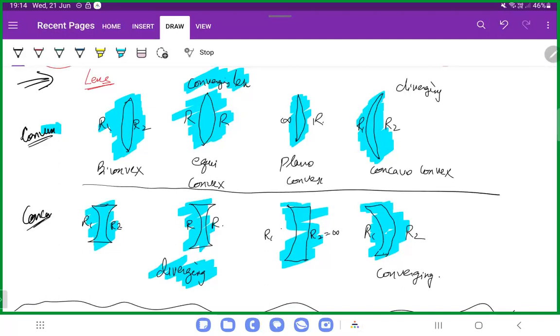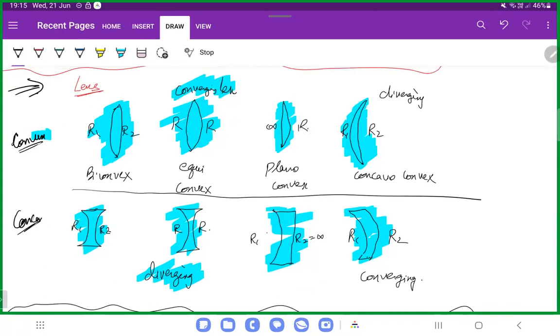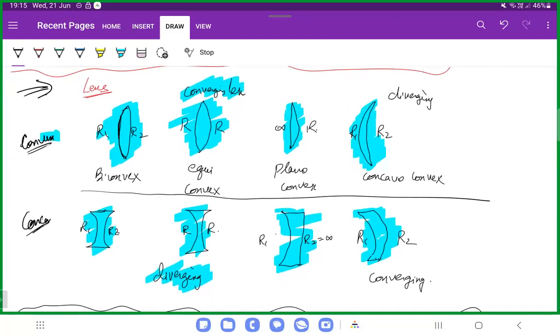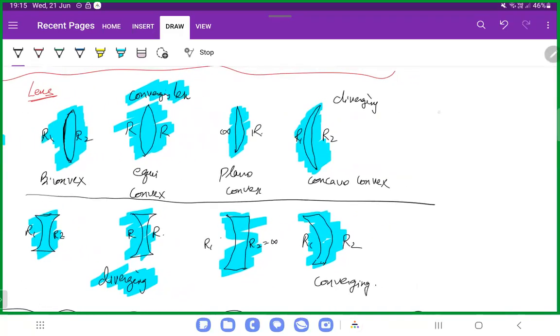biconvex means both sides convex. Equiconvex means both radii will be the same. Here the radii might be the same, might not be the same. Generally, we will use equiconvex only in your experiments. Here plano convex: one side plane, one side curved.